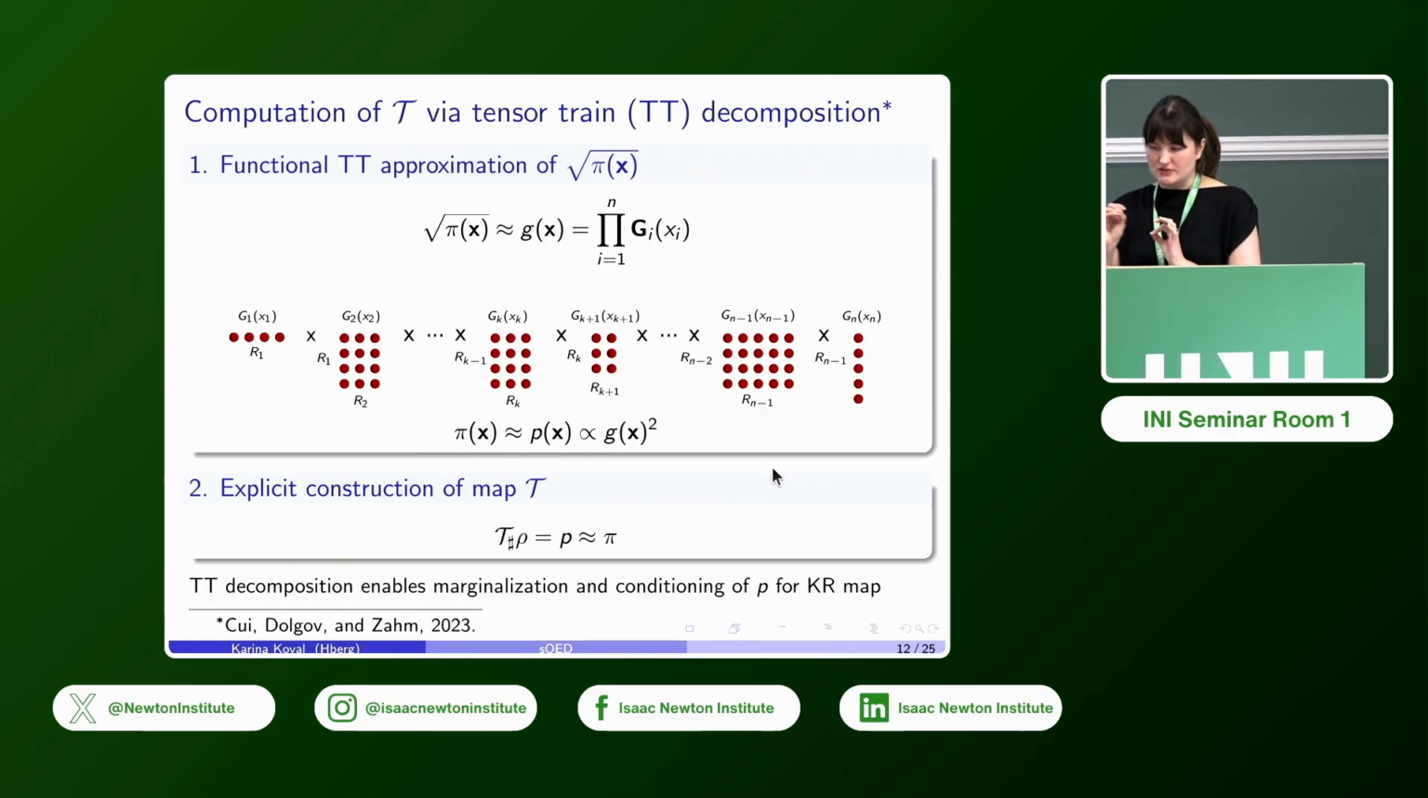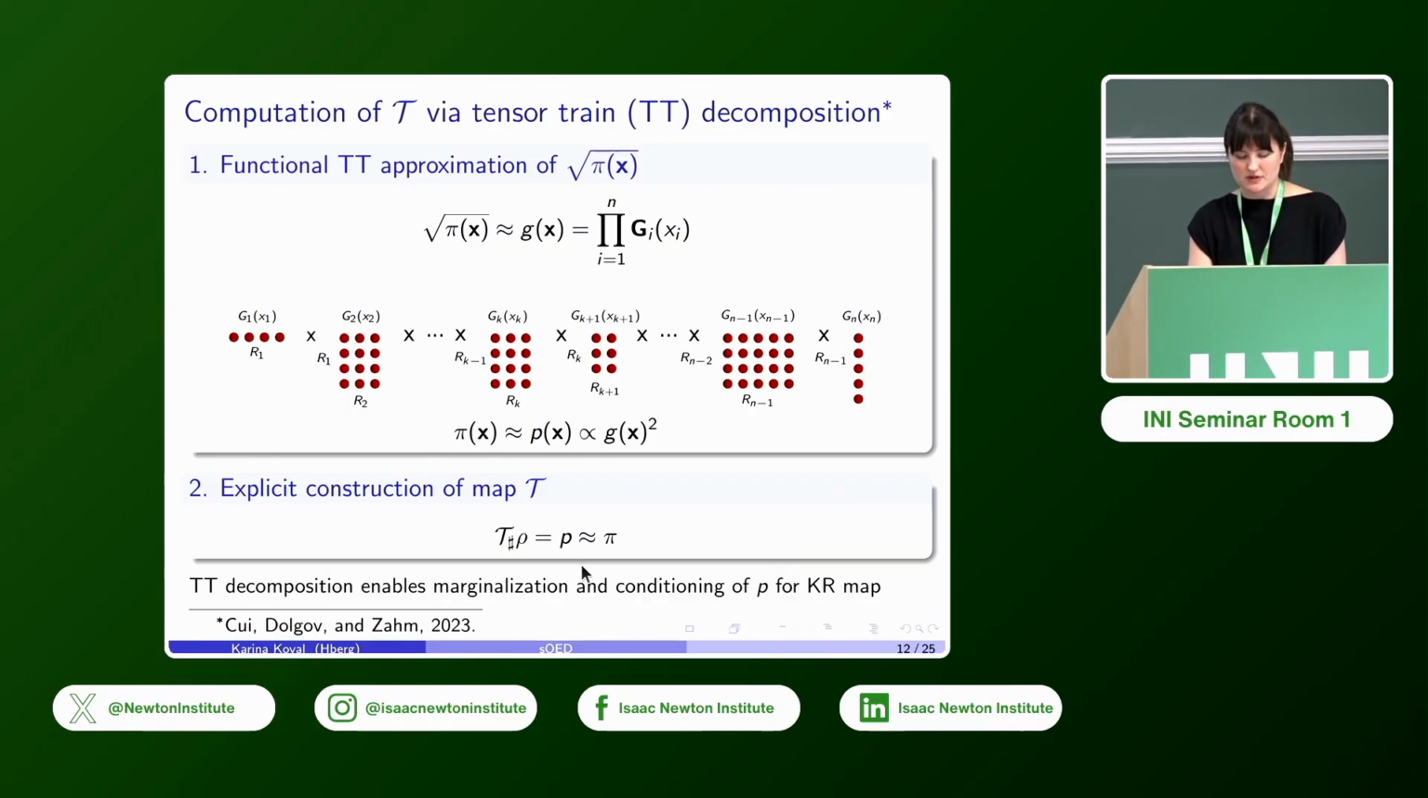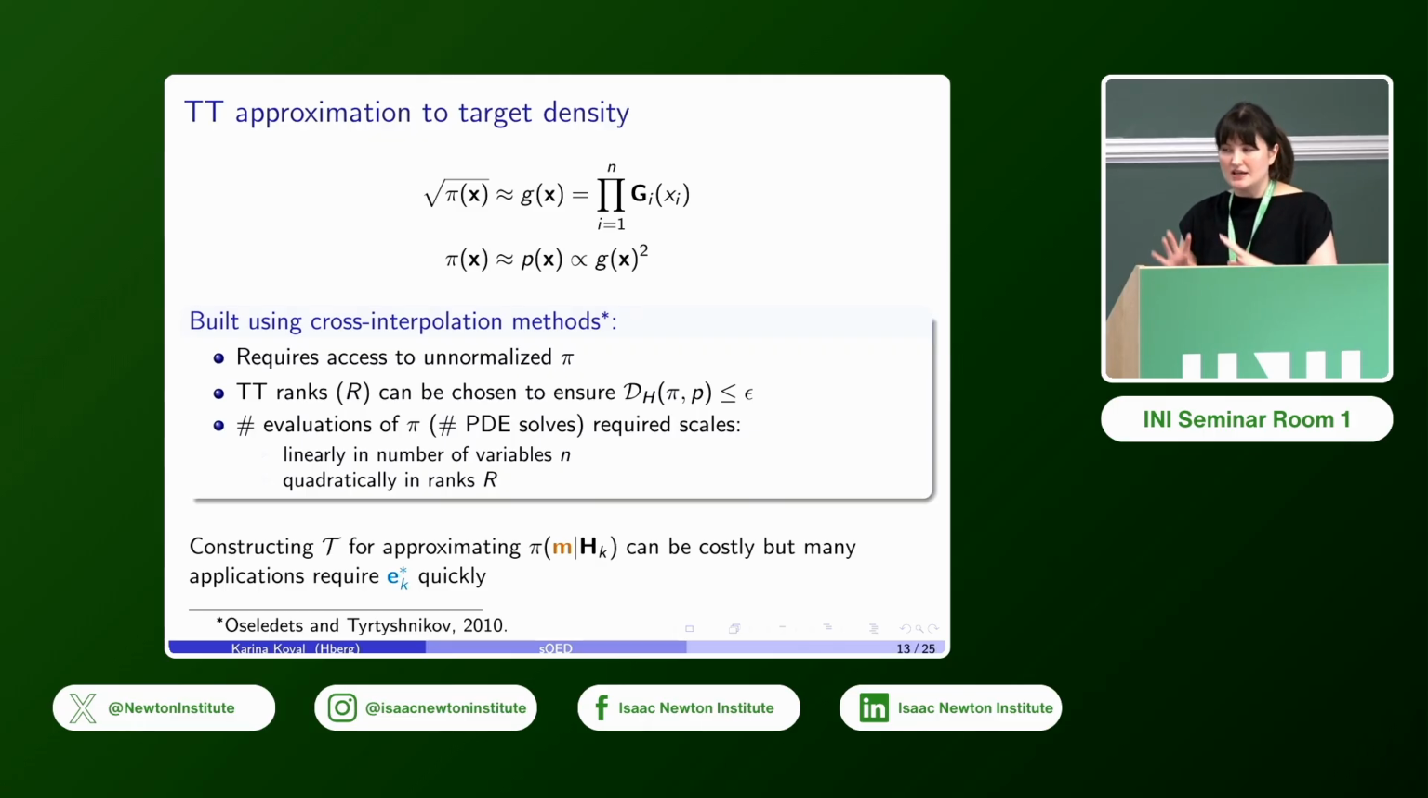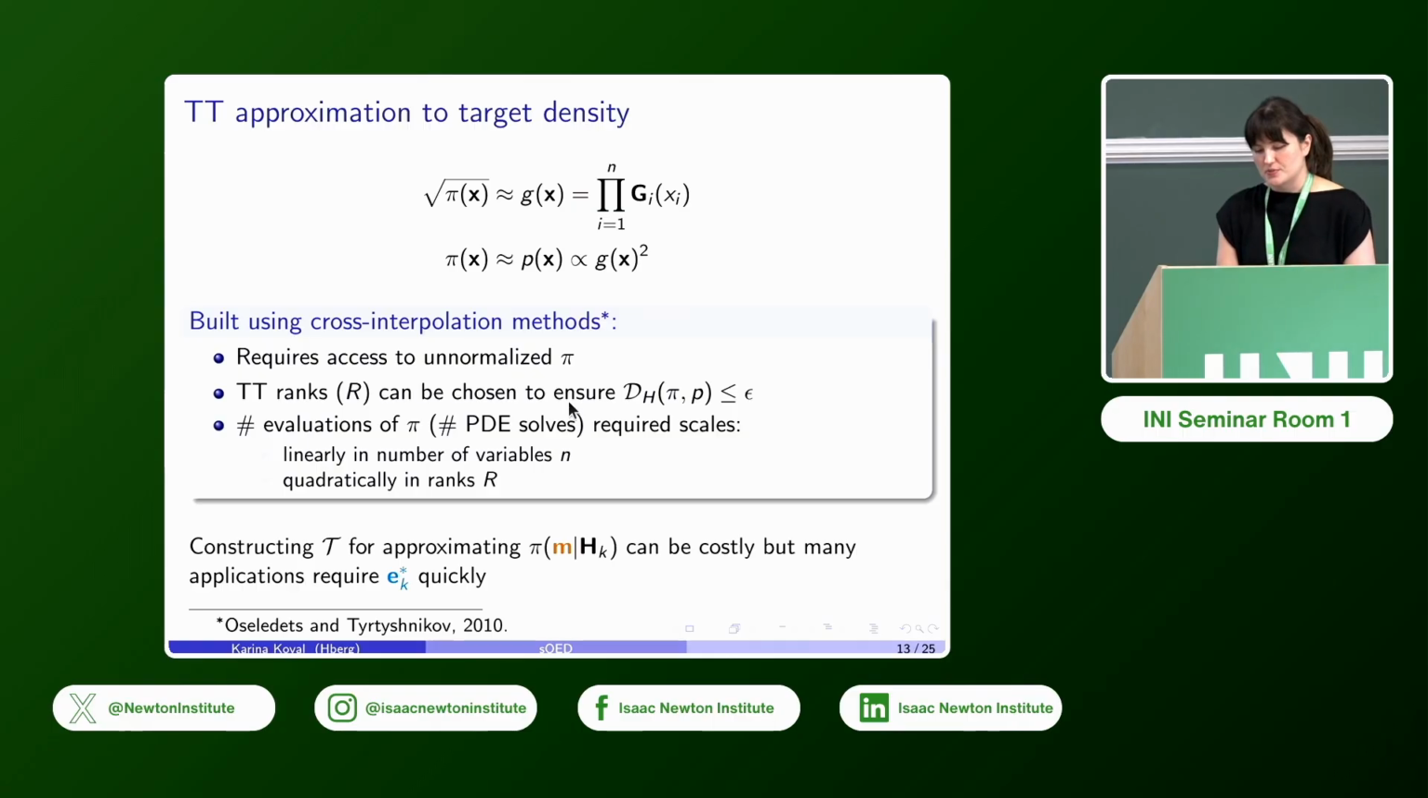But the key feature about these tensor trains is that the separable form allows us to define and compute these conditional CDFs that we need to define this transport map. So we can now explicitly construct a map T that pushes forward the reference to our tensor train-based approximation to the target. This is what we're going to do, and I don't want to talk about how these tensor trains are constructed, but there are efficient algorithms for doing so based on cross-interpolation methods. And I'll mention the key features of these algorithms for the purposes of this talk.